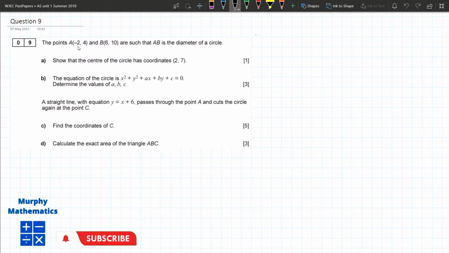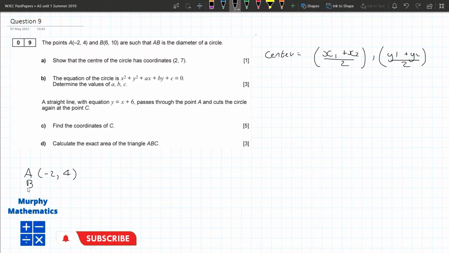Okay, so if we have two points on the diameter and we need the centre, we have an equation for that. So the centre equals x1 plus x2 over 2 for the x point, and y1 plus y2 over 2 for the y point. So using our numbers, our A point is (-2, 4) and our B point is (6, 10), with x1, y1 and x2, y2.